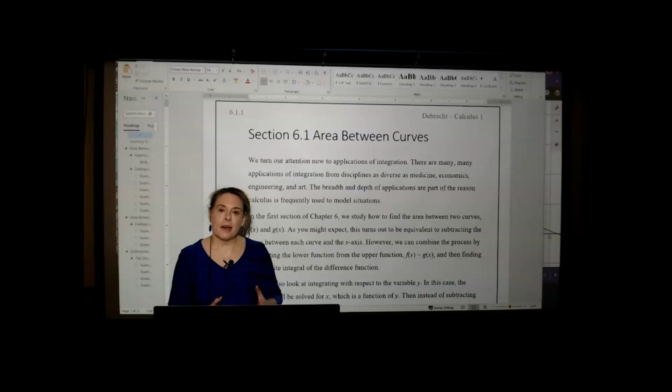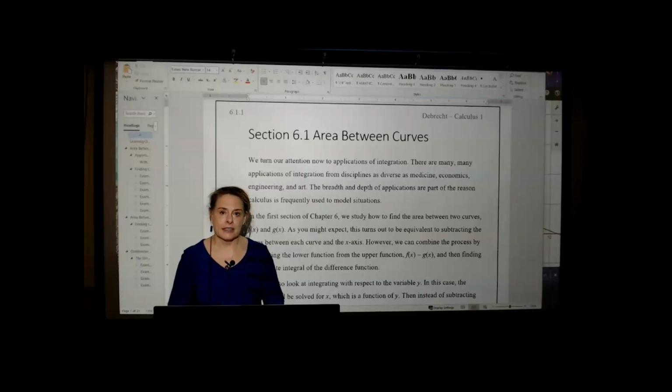What we're talking about in Chapter 6 are the applications of the integral, and there are many, from economics to medicine to biology, population growth, radioactive decay, physics. Just about any situation that you can imagine being modeled with mathematics can use calculus to describe rates of change and other applications.